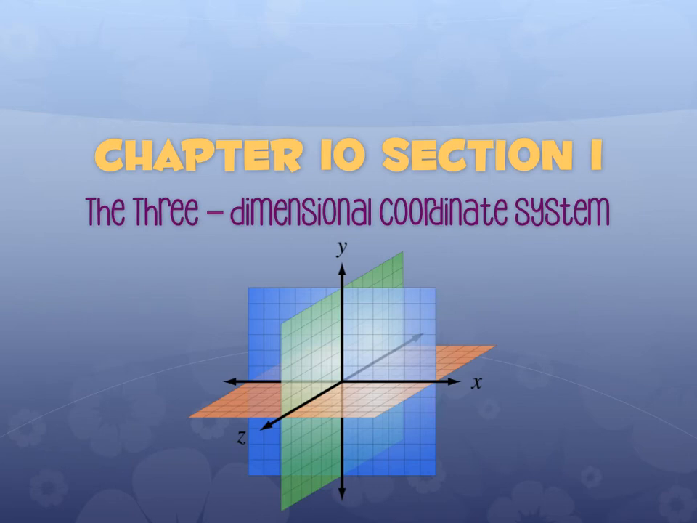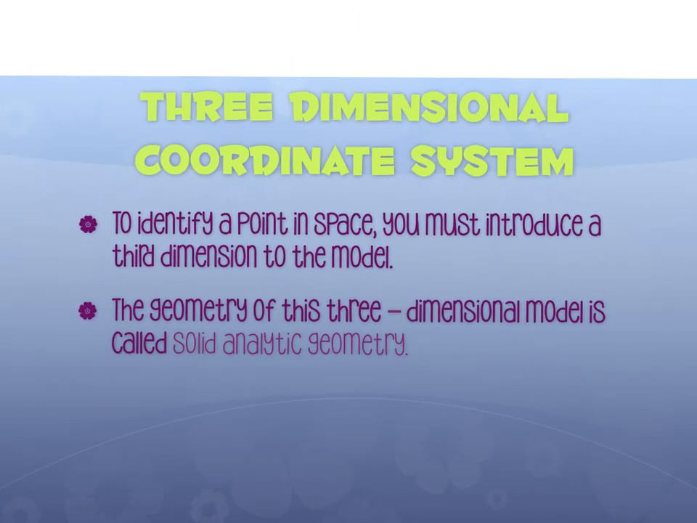The good news is this stuff is super easy, okay? It's hard to visualize because you're doing a three-dimensional thing on a two-dimensional surface, but if you just use your imagination a little bit, you should be okay in this section. So this says, to identify a point in space, you have to introduce the third dimension to the model. The geometry of this three-dimensional model is actually called solid analytical geometry. So that's where the analytical part of your book comes into play. The good news is this is where you stop, and this is where the analytical class was about a month ago.